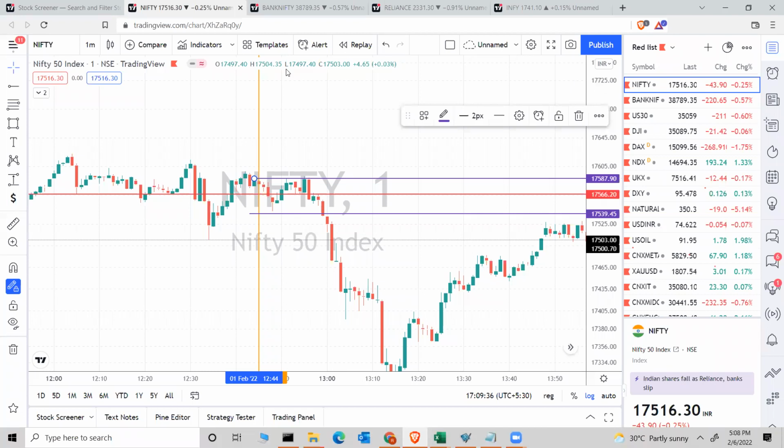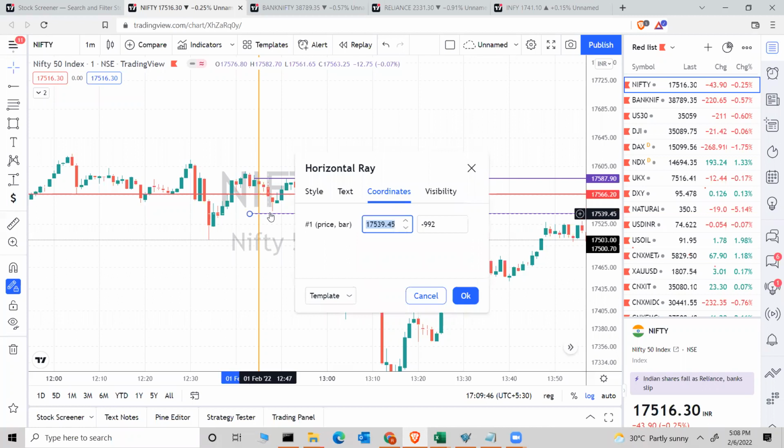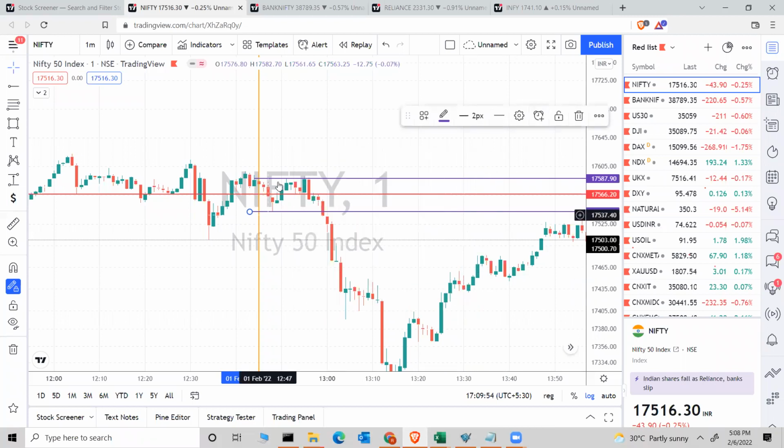Say here, you could see the low value. When I move my cursor over there, you could see at 12:48, the low value is 17542. You can mark a line over there, 17542, and keep that as a candle. And the high is here, so mark it and keep it.